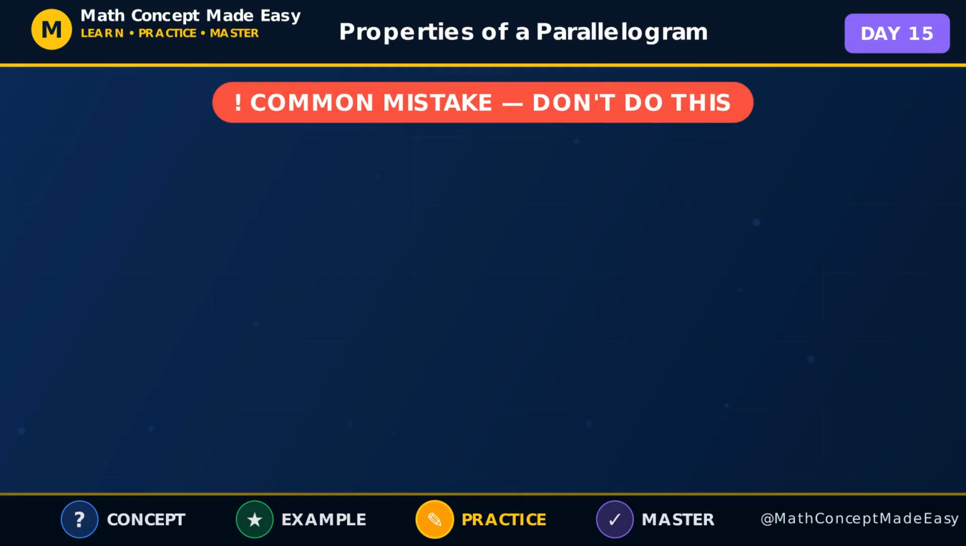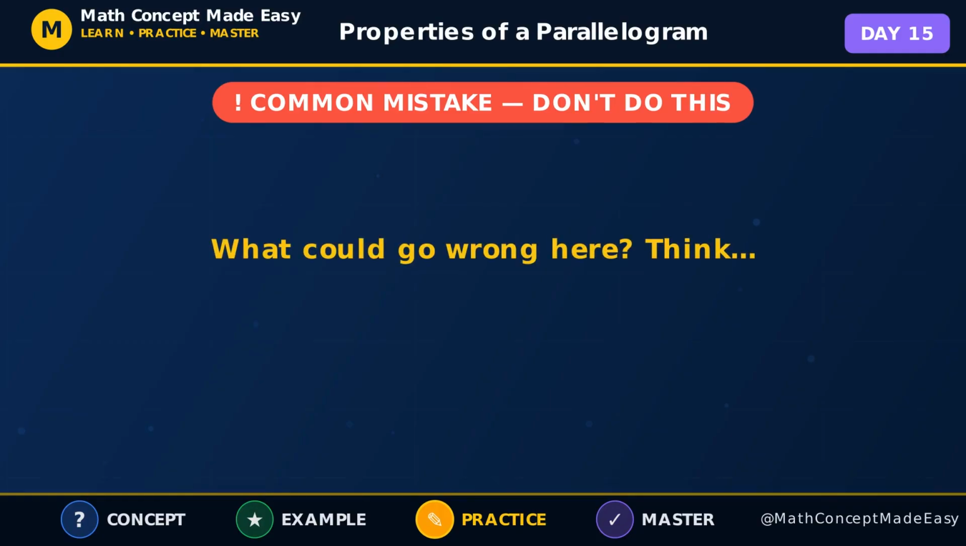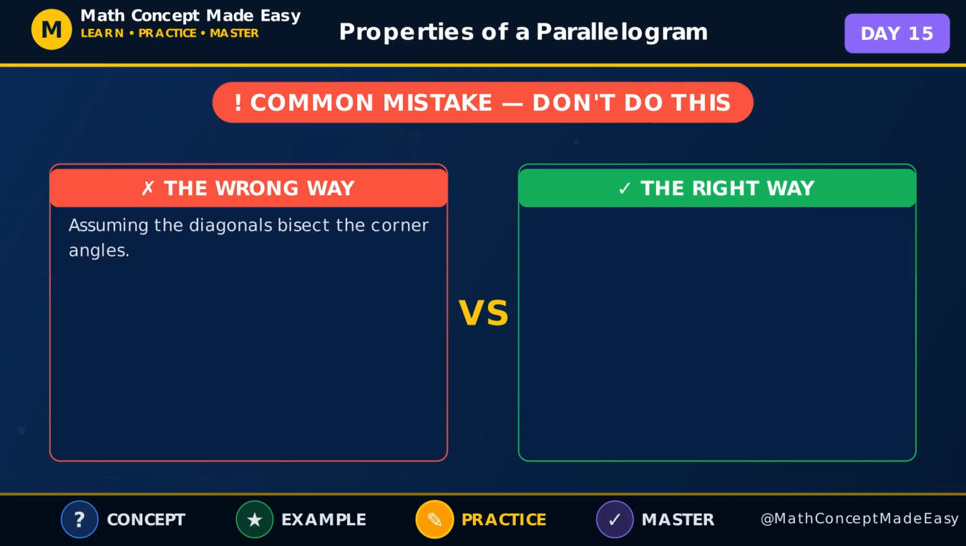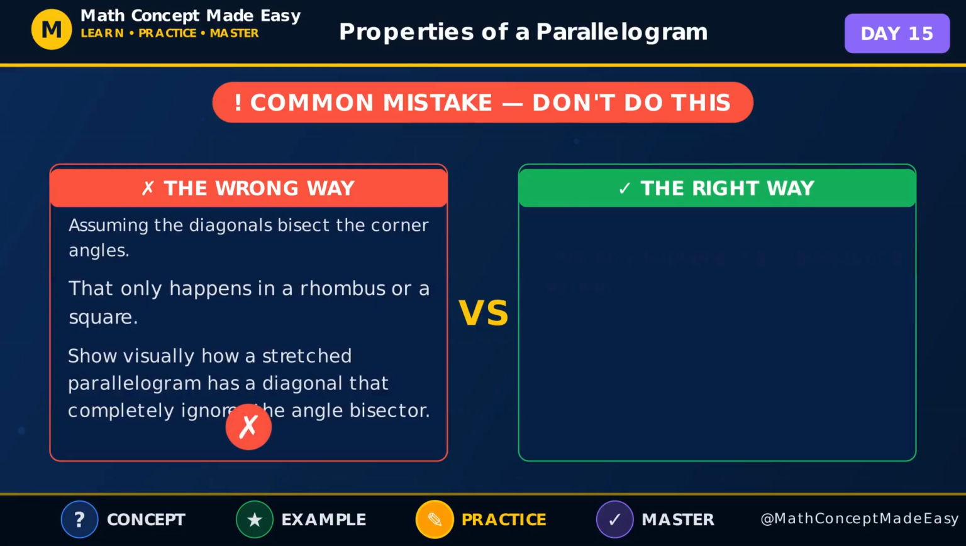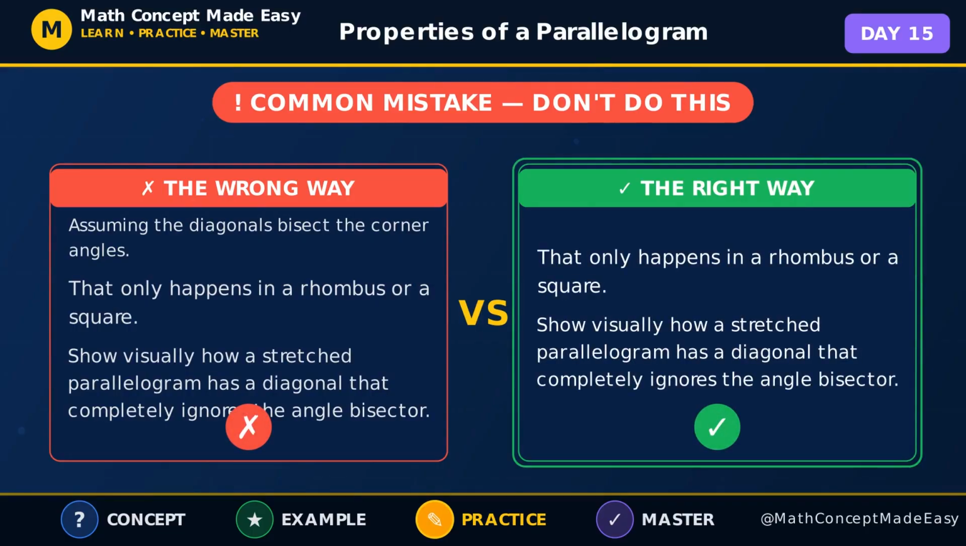Now, a quick warning, because I see students lose marks on this every single year. Before I show you, think about what could possibly go wrong here. 3, 2, 1. Assuming the diagonals bisect the corner angles. That only happens in a rhombus or a square. Show visually how a stretched parallelogram has a diagonal that completely ignores the angle bisector. Compare the wrong way and the right way on screen, and promise yourself you will never fall for this one.